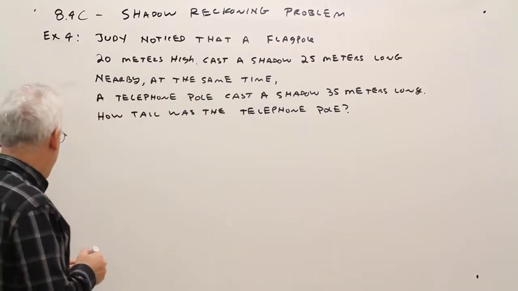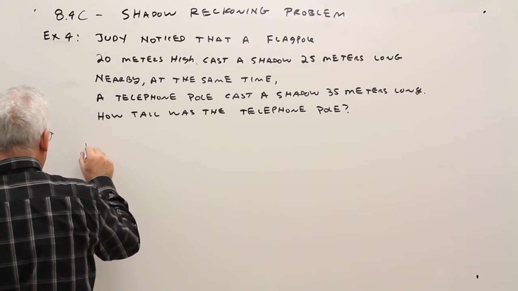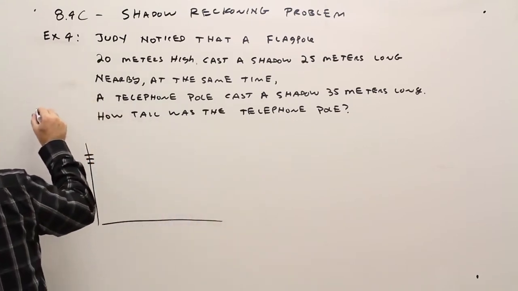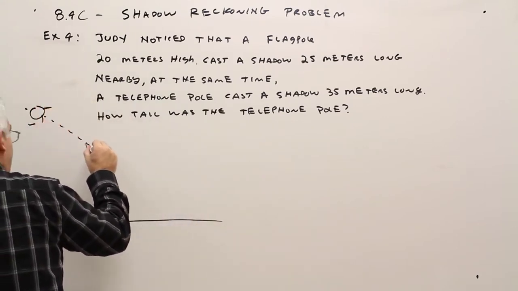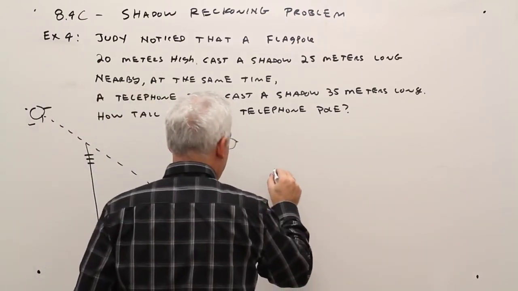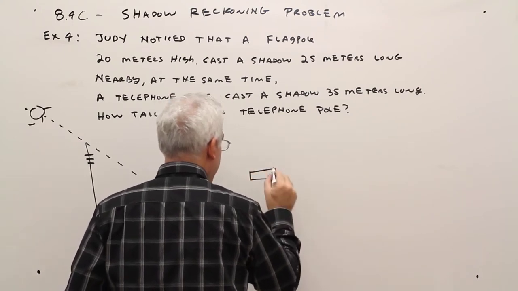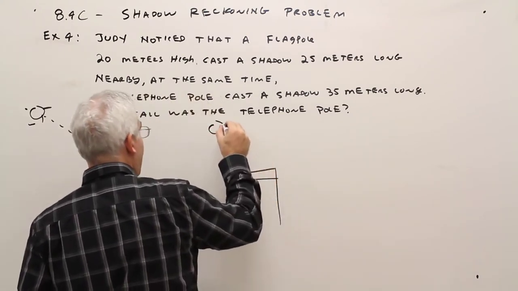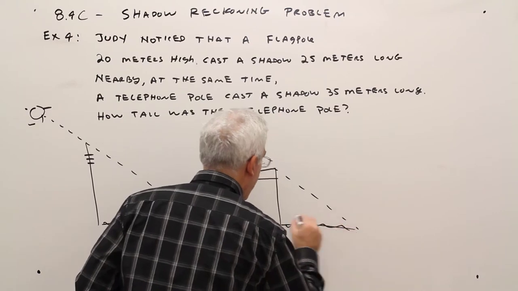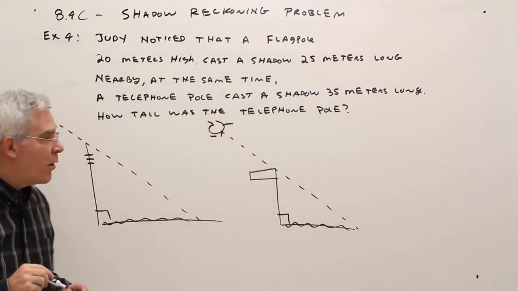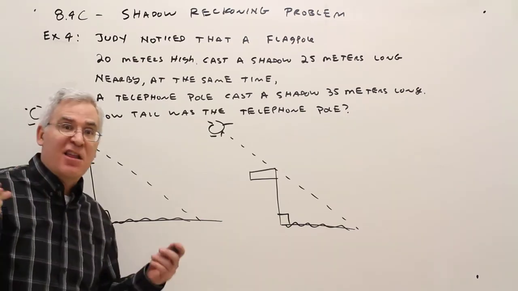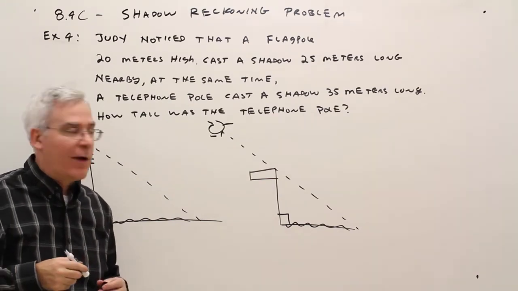Okay, so let's draw a picture. I'll start with the telephone pole here. I'll put the sun over here. It's got a certain shadow. And then over here I'll have the flagpole. The sun is at the same relative angle. And that's the shadow there. One more assumption. We're also going to assume that the flagpole and the telephone pole are upright, forming a 90-degree angle. If not, then the whole problem wouldn't work out this way.